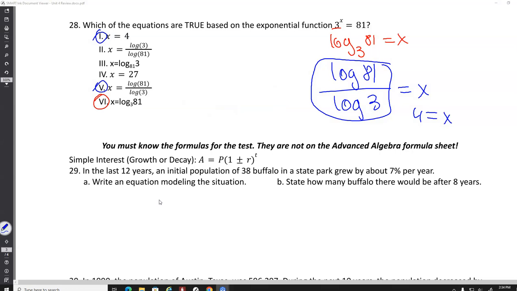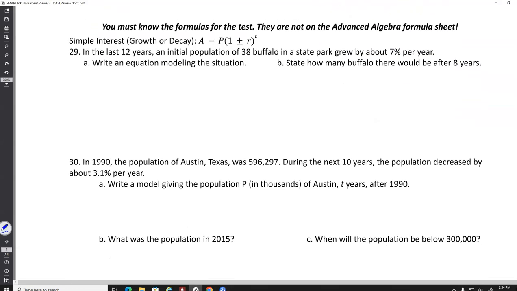All right, moving on. All right, so number 21. You're doing an interest, growth, or decay problem, and this is your formula. Again, A equals P, which is the initial value, times 1 plus or minus the rate, raised to the t. So here it says, write an equation modeling this situation.